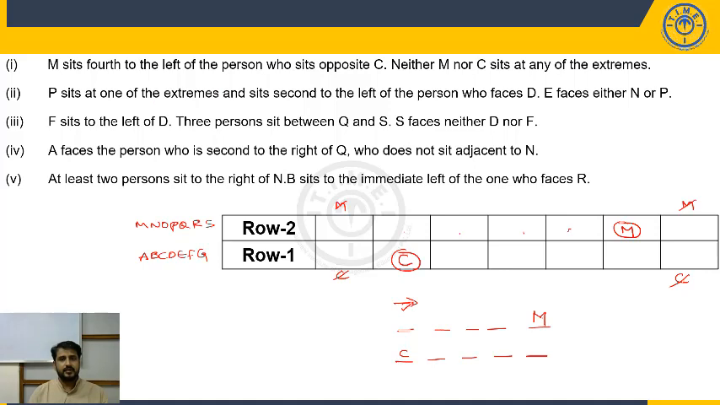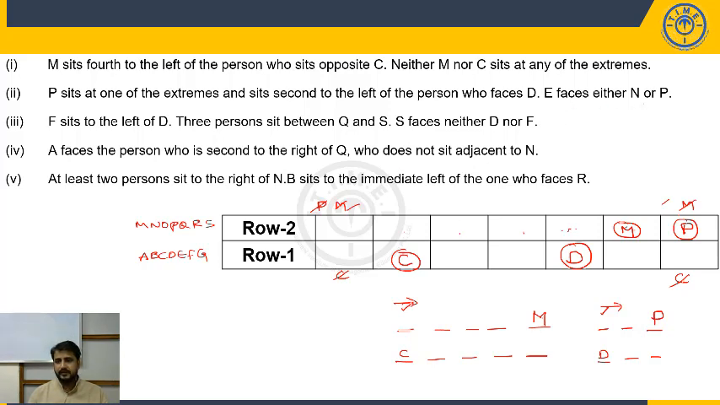Next, P sits at one of the extremes and second to the left of the person who faces D. Again, P is at one of the extremes, so it could be here or it could be here. But what is given? P is at one of the extremes and second left of someone. Second left, one gap. P is second left of this person who faces D. So this person is facing D. The arrangement should be like this. So definitely I can say that P cannot be at the right end of row 2. So P has to be at the left end of row 2. So P, one gap, and this person is opposite to D. So D and P are fixed. I hope you are able to follow.